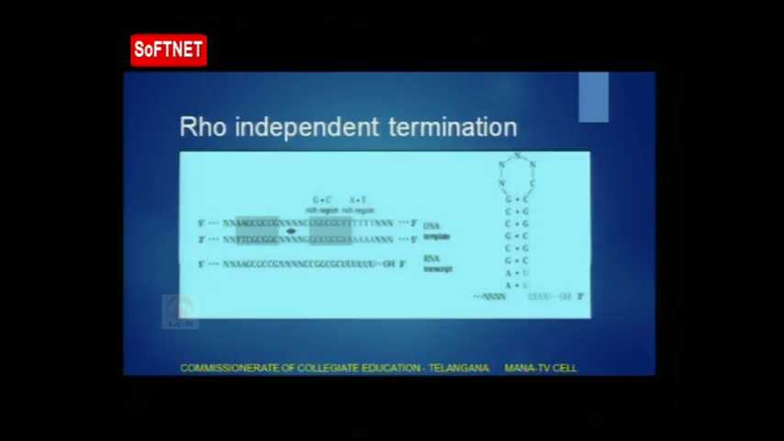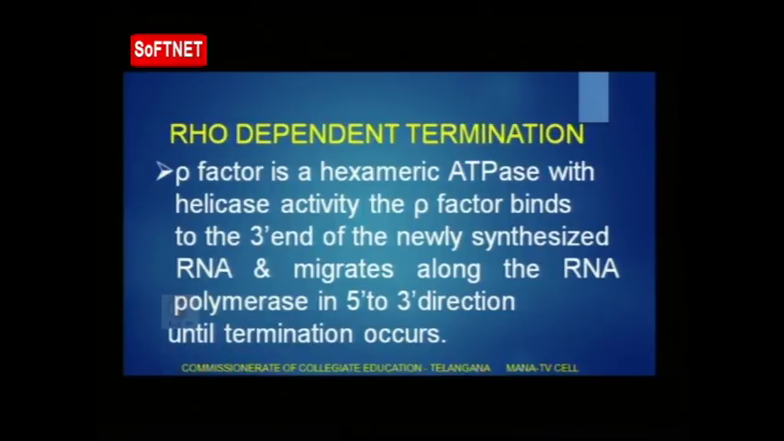So this is how a stable hairpin loop structure or stem loop structure will be formed, and because of this stem loop structure formation, the RNA polymerase is unable to hold this growing RNA onto the DNA. So that's why this hairpin structure destabilizes the RNA polymerase, and ultimately the process of transcription will halt after synthesizing the hairpin loop structure. And another one is Rho dependent termination.